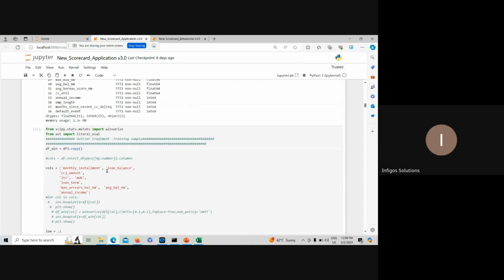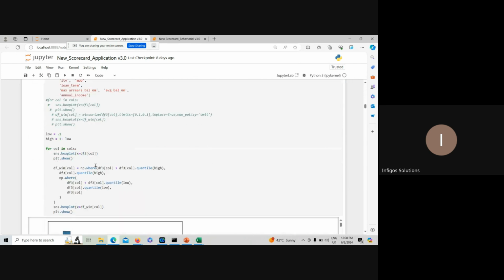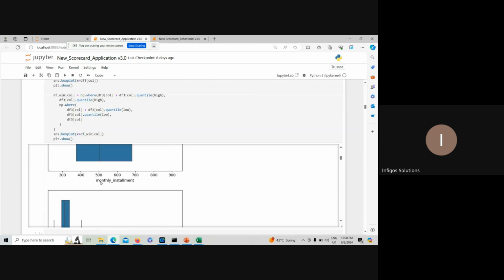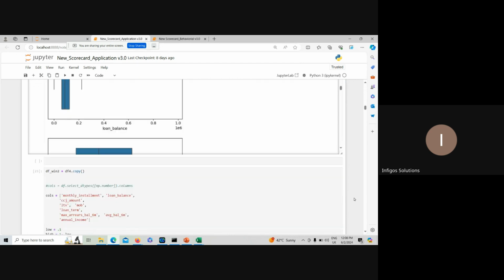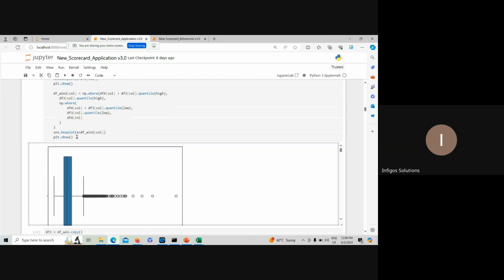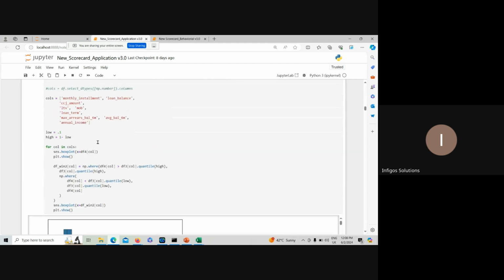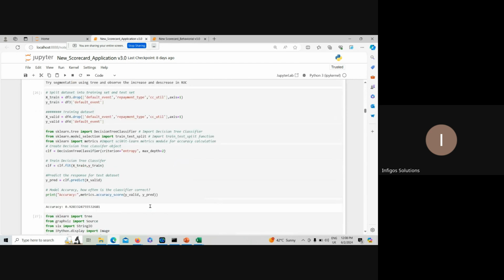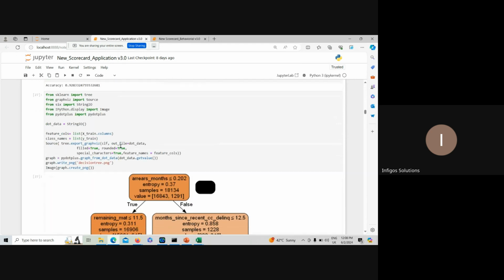After doing the missing value treatment, do the outlier treatment on the training data. After doing the outlier treatment on training data, see all the variables here. Then you have validation data. On validation also you do the outlier treatment. Once that is done, then you do the segmentation.